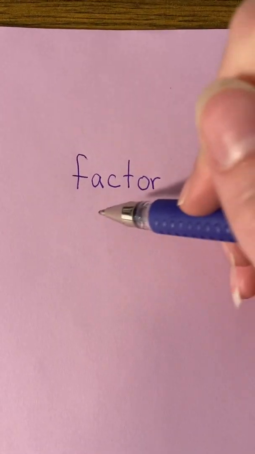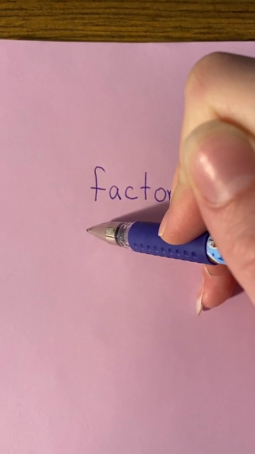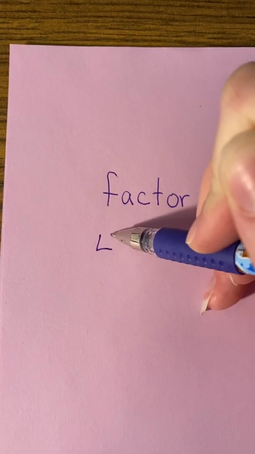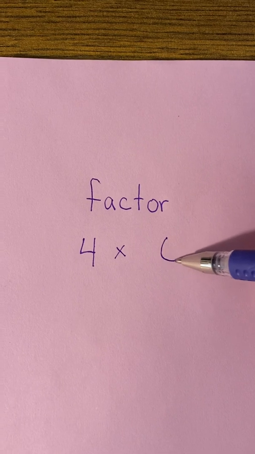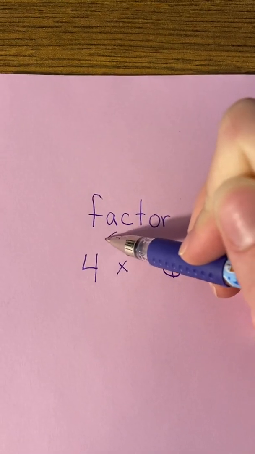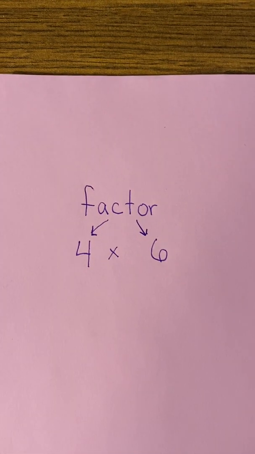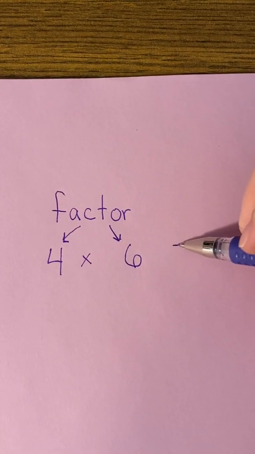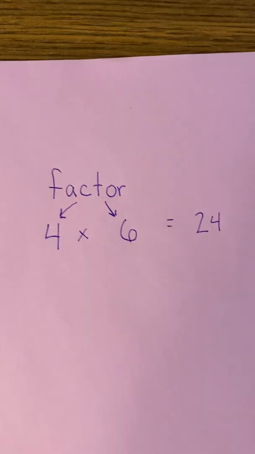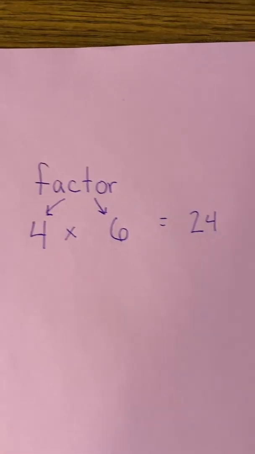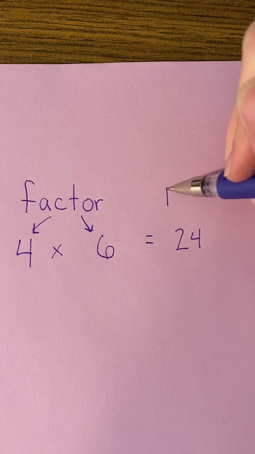So in a multiplication problem, the factors are the numbers being multiplied. A factor would be 4. Another factor would be 6, because those are the numbers being multiplied. You can draw the little arrows to help you understand that the factors in this problem are 4 times 6. We know 4 times 6 equals 24, right? We should know that anyway. 24, what it equals, the answer, is called the product.